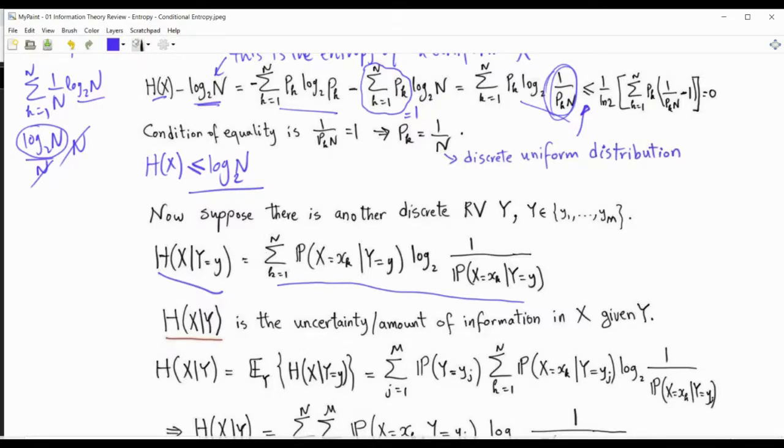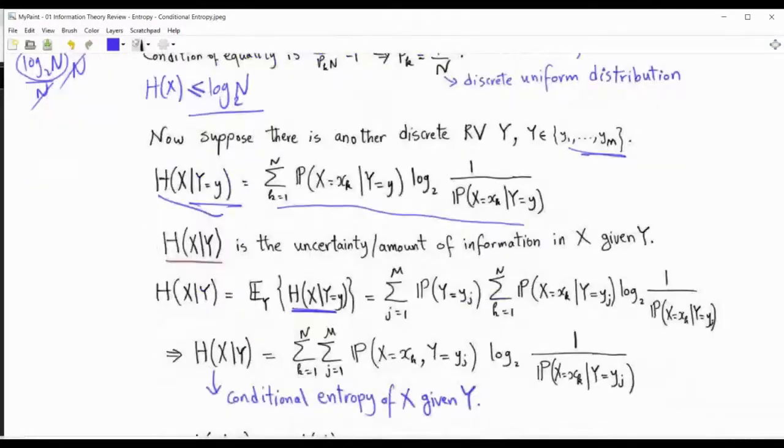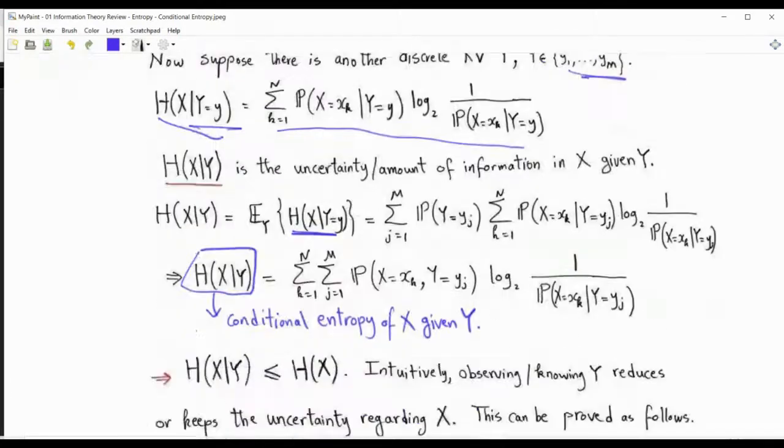Now you take the average. Because big Y itself is a random variable, it takes those values, so you average over y. You get this quantity here, which will be very important to us: the conditional entropy of x given y. It's the uncertainty in x given y. If you know y, what is the uncertainty in x?